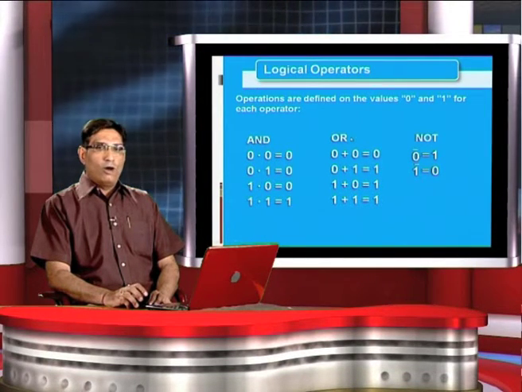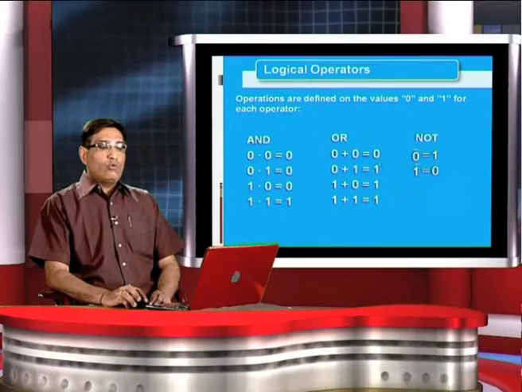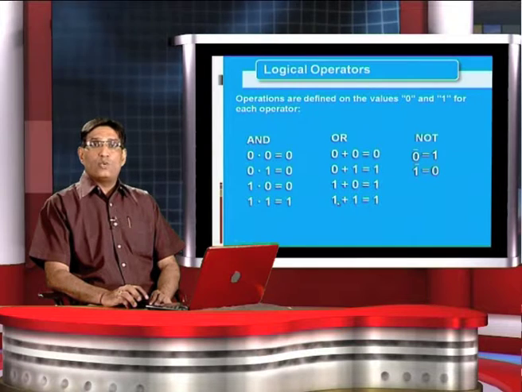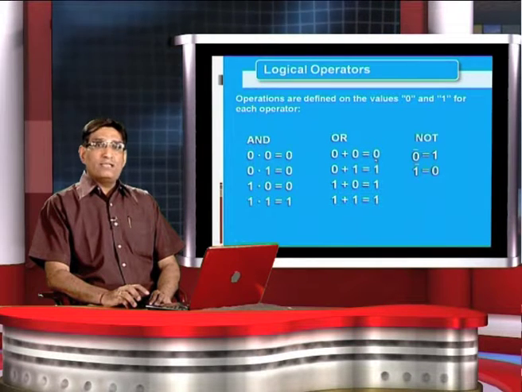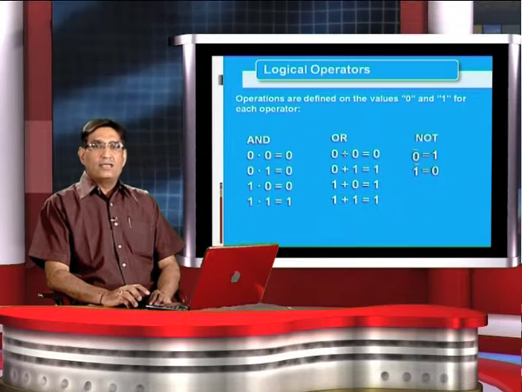Now moving to OR, we say that 0 plus 0 is 0, and keep this in mind, this plus is not arithmetic addition, it is a logical operator. So 0 plus 0 is 0, 1 plus 0 is 1, and 1 plus 1 is 1. That means the outcome is 1 if any one of the inputs is 1. The outcome will be 0 if and only if both the inputs are 0.